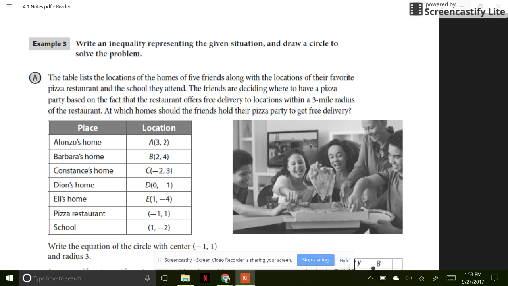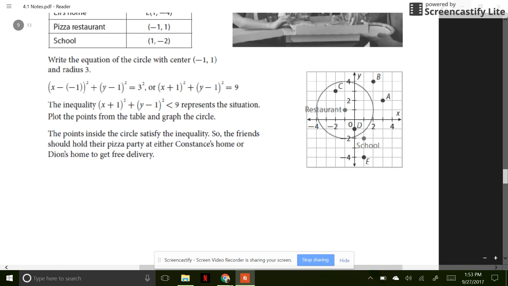So the first situation here is going to be within the 3-mile radius. So that means they're going to be looking inside the circle. You can see that there, they've worked it out.